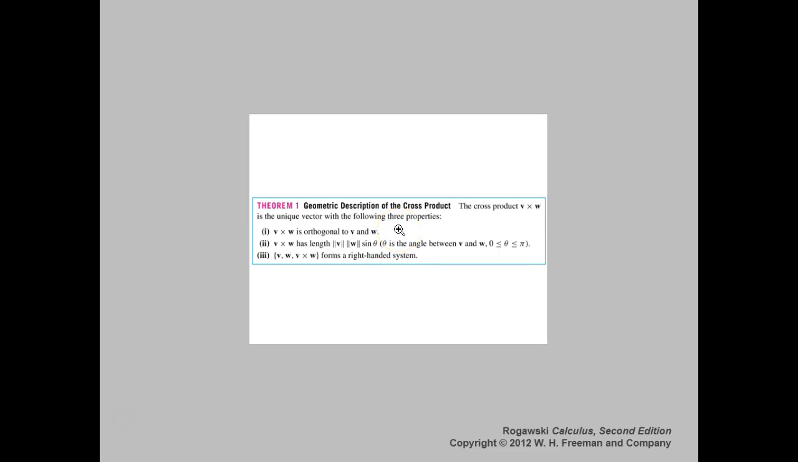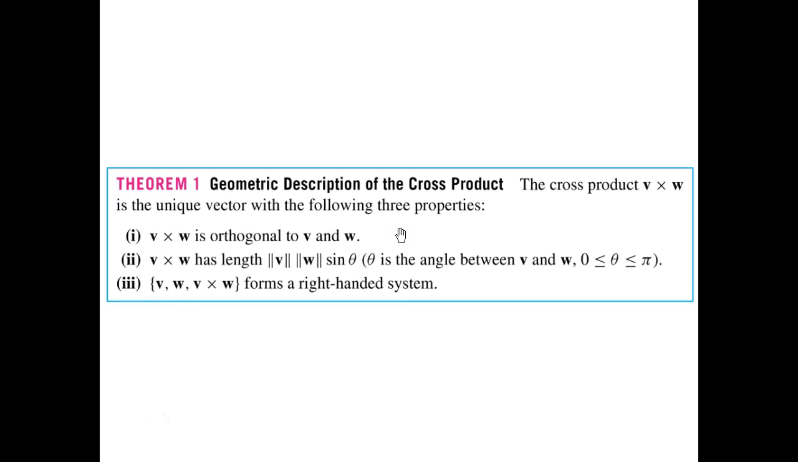Basically, your geometric description of the cross product. The cross product, V cross W, of course they have to be the same dimension vectors, okay, is the unique vector with the following three properties. V cross W is orthogonal, the cross product is orthogonal both to V and to W, because V and W have to be in a plane, and it's perpendicular to that plane. So it's perpendicular to both of them. Orthogonal. Number 2, V cross W has a length of magnitude of V times magnitude of W.